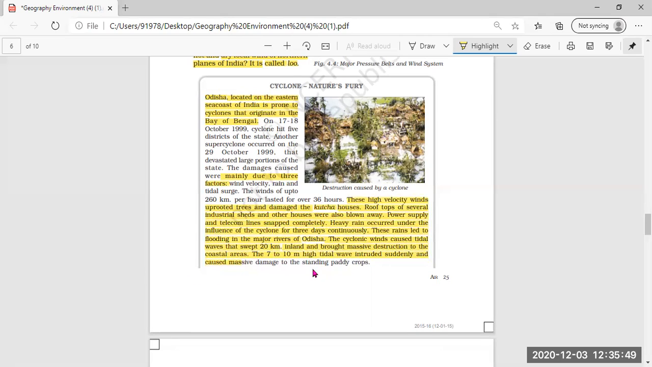The 7 to 10 meters high tidal waves intruded suddenly and caused massive damage to the standing paddy crops. Standing paddy crops means it also damaged the agricultural crops production also. So this was the great damage made due to the cyclone which appeared in Odisha.